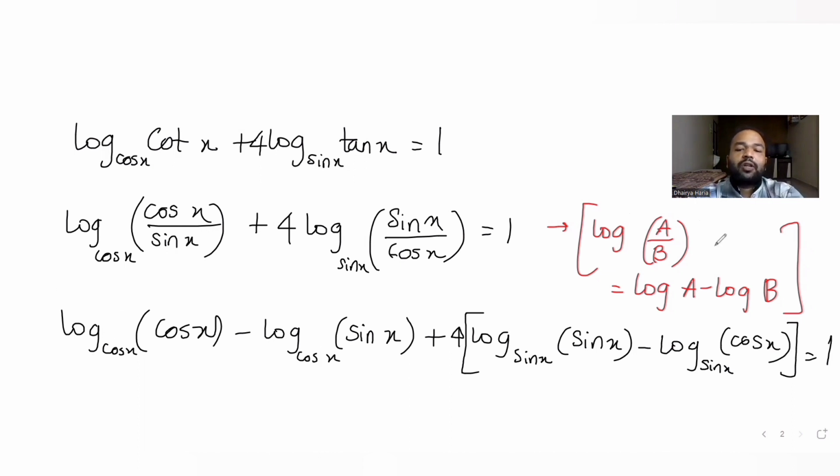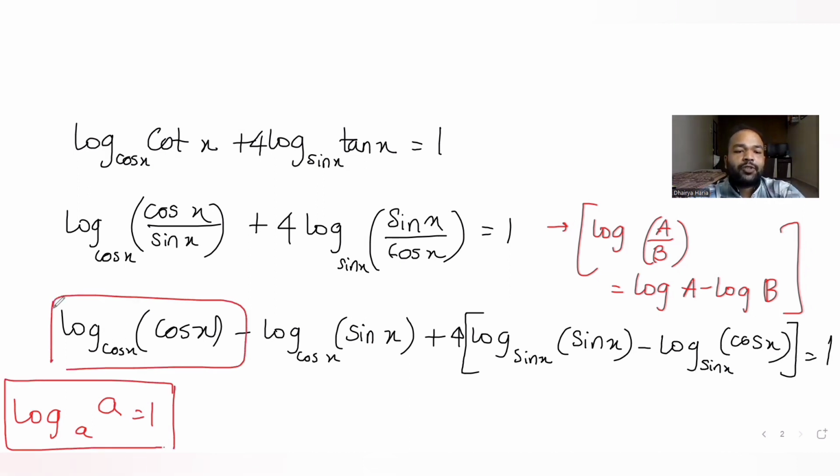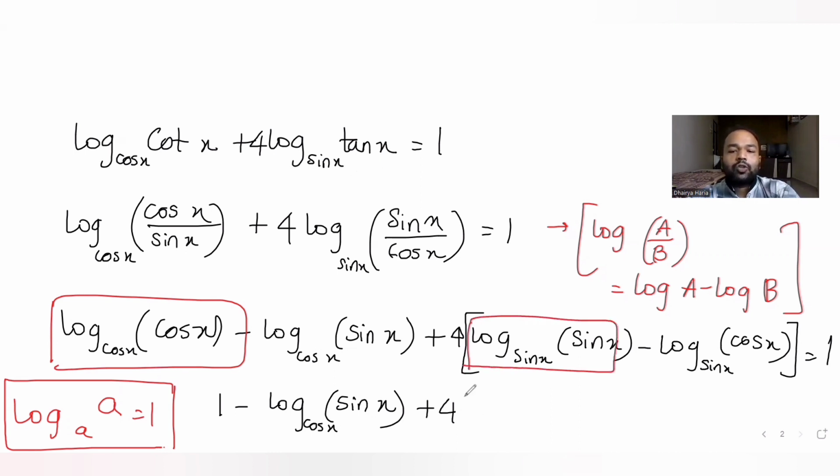Let's see how we solve this further. I know one more idea of logarithms: log a to the base a is equal to 1. If I use that idea here, I get 1 minus log of sin x to the base cos x, plus 4 times log of sin x to the base sin x, which is 1, minus log of cos x to the base sin x. The whole thing is equal to 1.